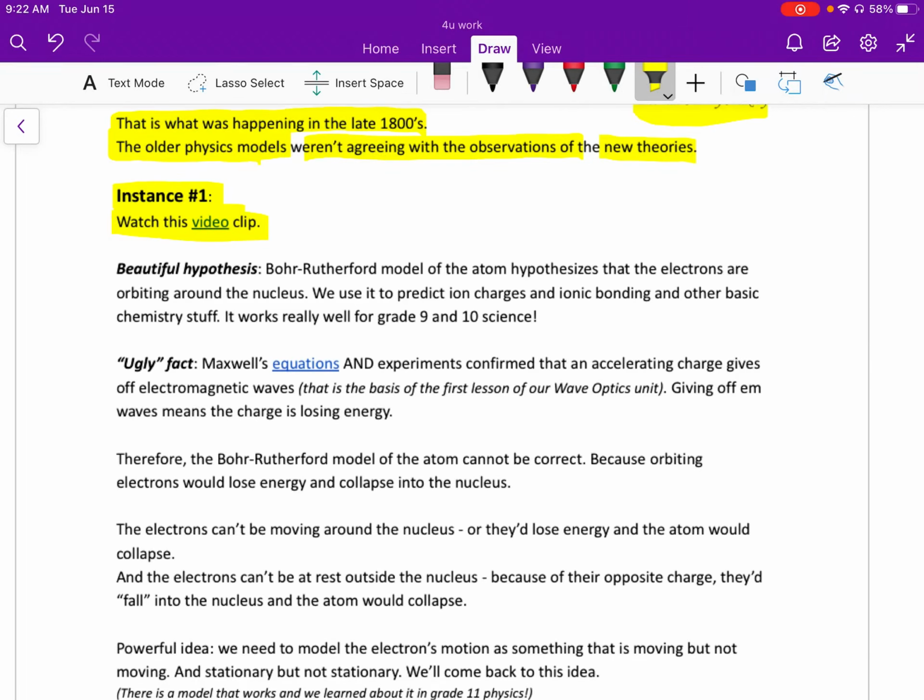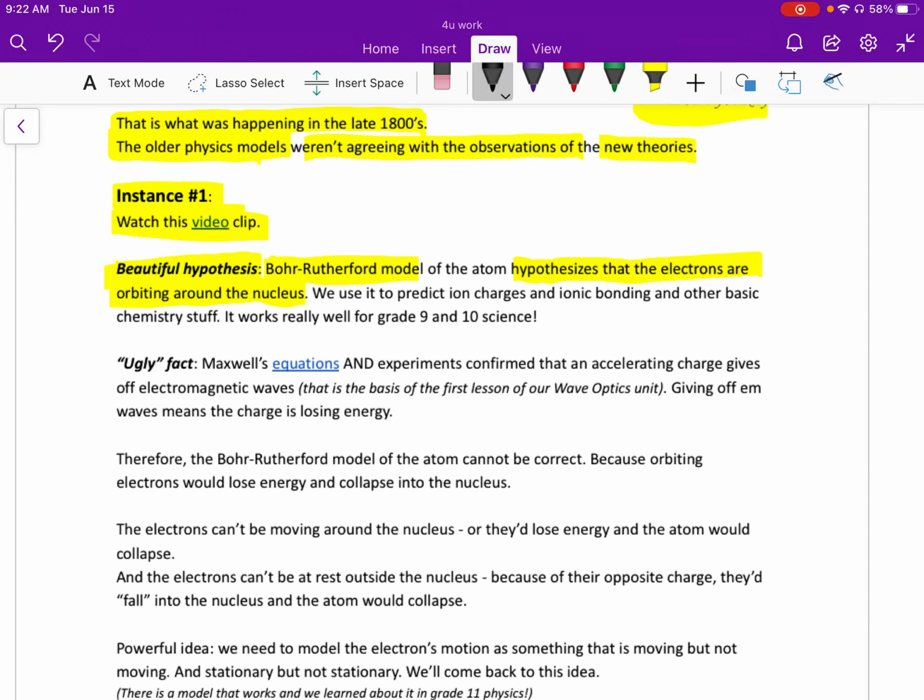Okay, so the beautiful hypothesis, using Huxley's words. Way back when, everybody learned the Bohr-Rutherford model of the atom, grade 9, grade 10. Basically, the Bohr-Rutherford model hypothesizes that the electrons are orbiting around the nucleus. Sometimes we call it a solar system model.